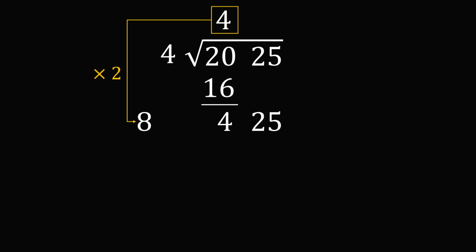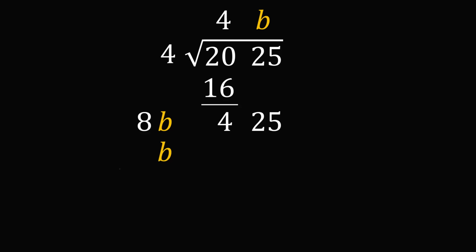We now need to modify this divisor. So let's say the next digit is b. We are going to append b so that we have the number 8b, or 80 plus b. We now need to take 8b times b and not exceed 425. In other words, we need to calculate b that solves 8b times b is less than or equal to 425. Now let's use some estimation skills.